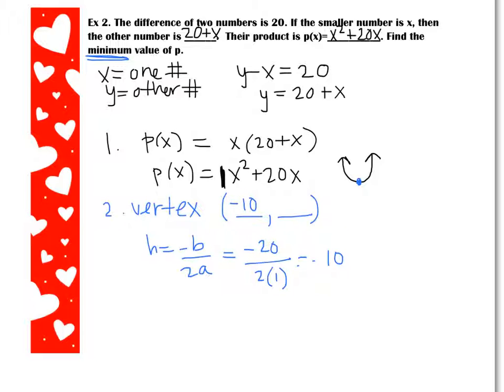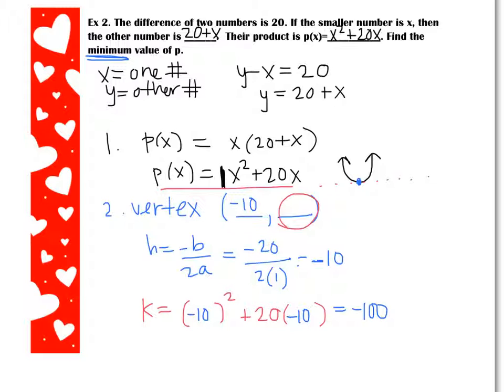Now to get our k value, which actually is the minimum because it tells us how low this graph is, we need to take our answer from h, which is negative 10, and plug it back into the formula that we wrote in place of the x. So we're going to have x squared plus 20x, which means we're going to put negative 10 squared plus 20 times negative 10, and we'll get negative 100.